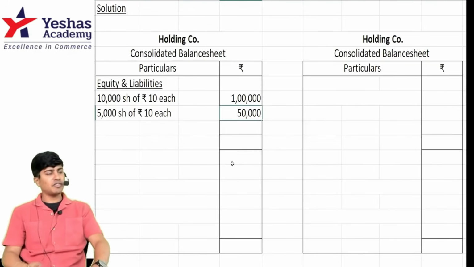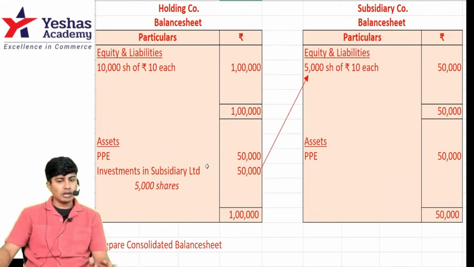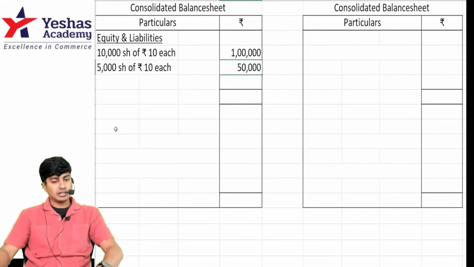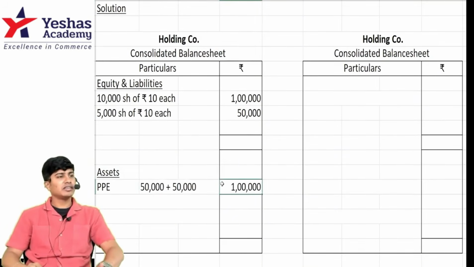5,000 shares of 10 each, 50,000. I wrote that also. Done. Liability side done. Now come to asset side. PPE. How much is mine? How much is theirs? What's mine is mine. What's yours is also mine. 50 plus 50, 1 lakh. I wrote this. Very good.